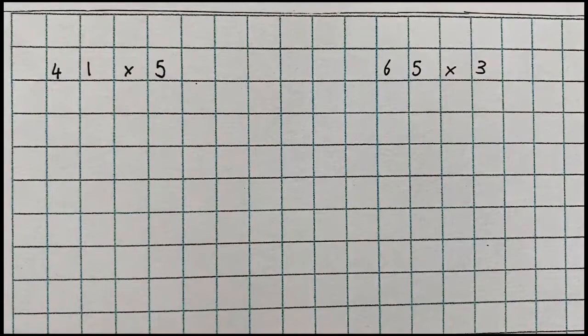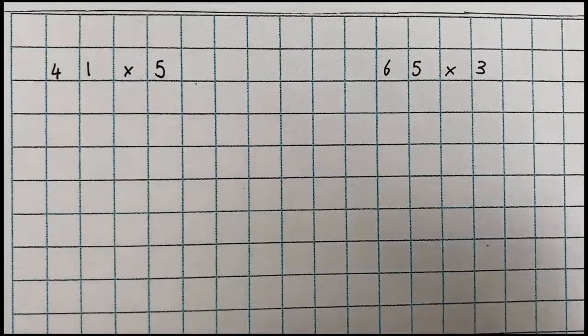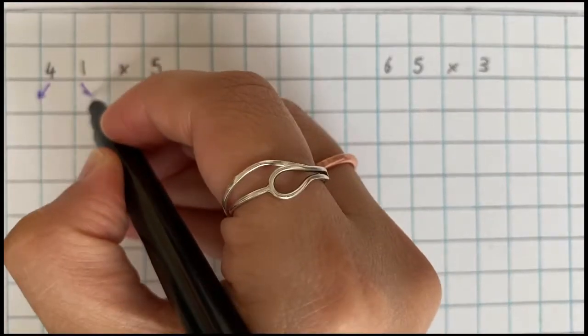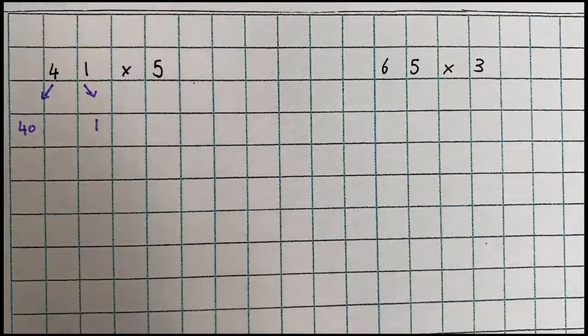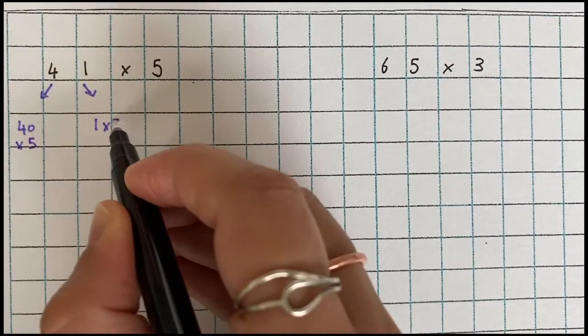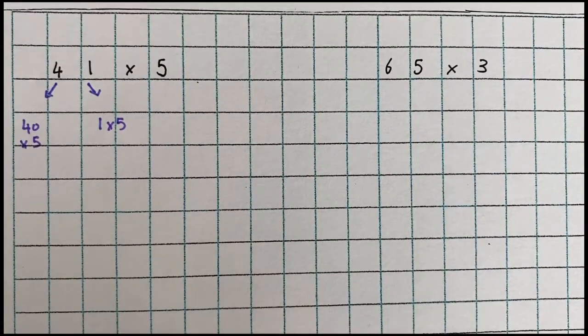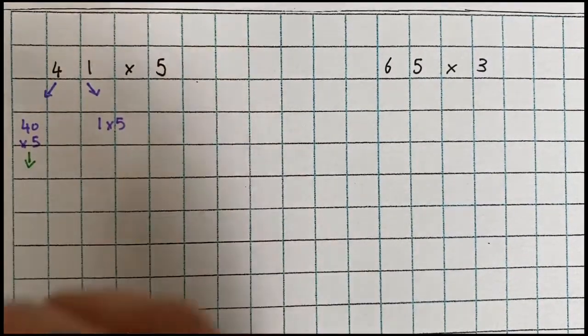Today we are going to multiply a 2-digit number by a 1-digit number. You can do this by partitioning your 2-digit number. In this case, 41 is 40 and 1. And then multiply each of these by 5. So we have 40 times 5.